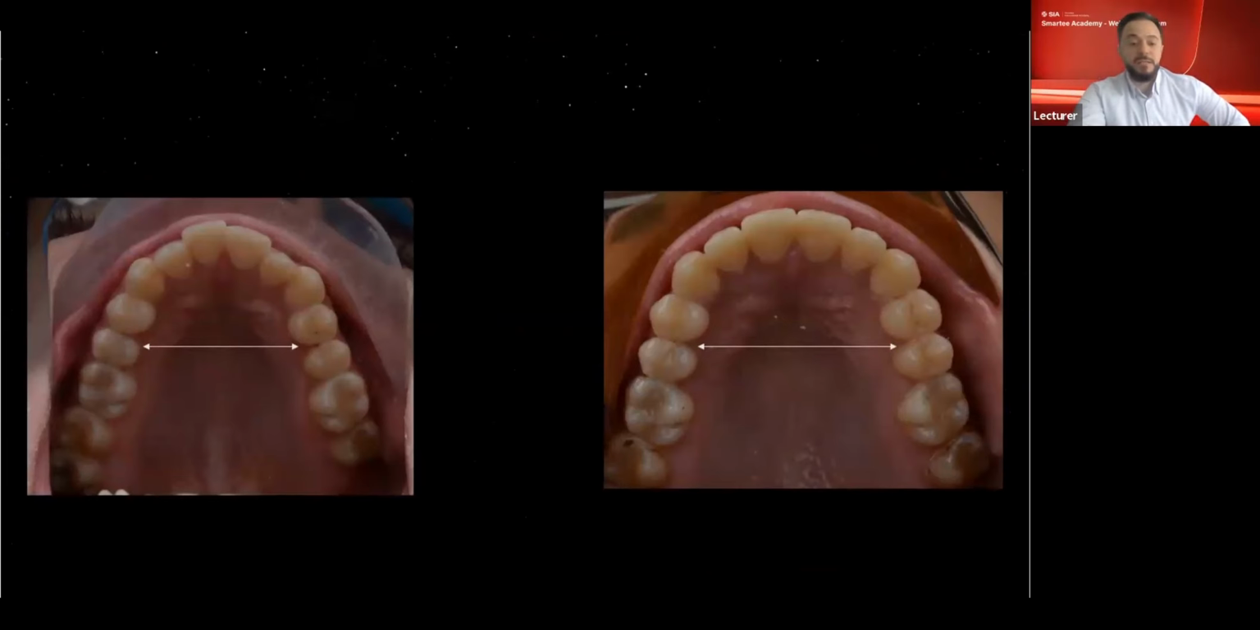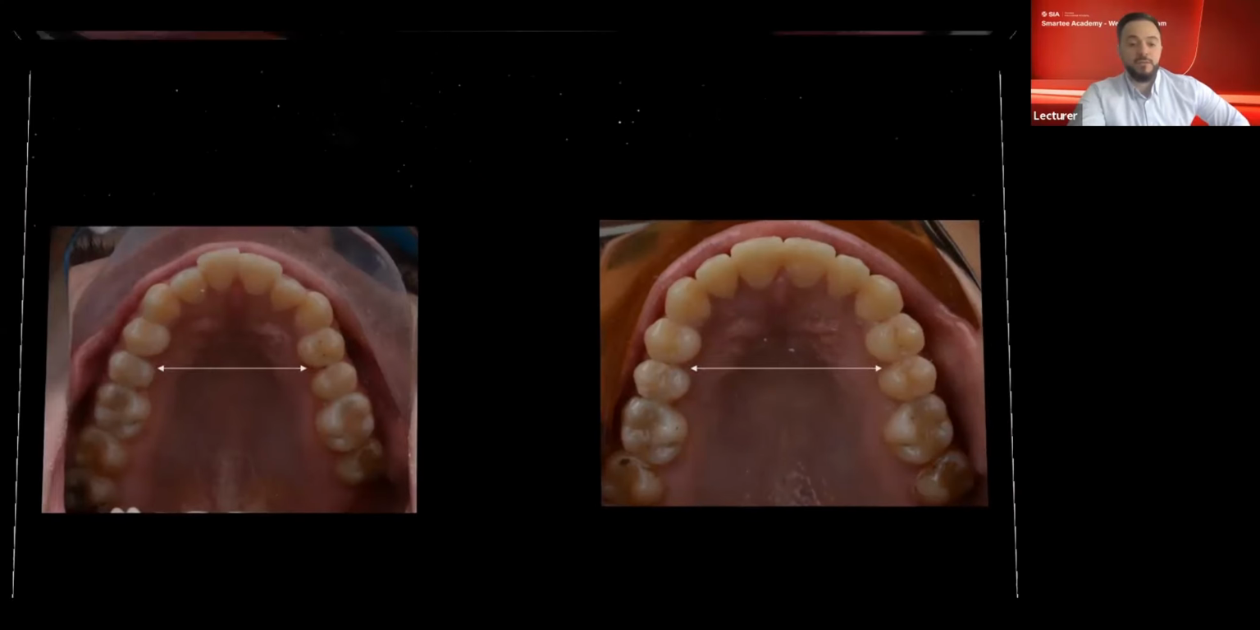So by utilizing these palatal appliances, we ensure a precise tooth movement. We ensure that the minimal side effects of unwanted movement can be resisted, and it will contribute to the overall treatment outcome.